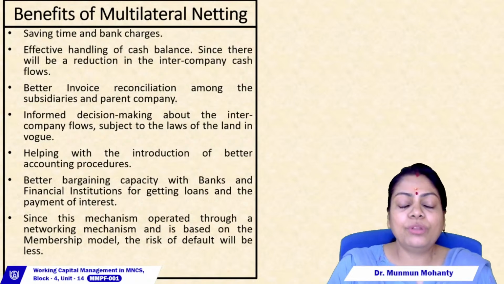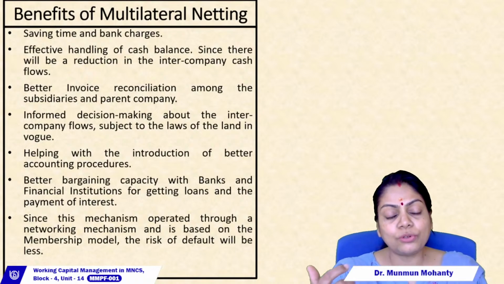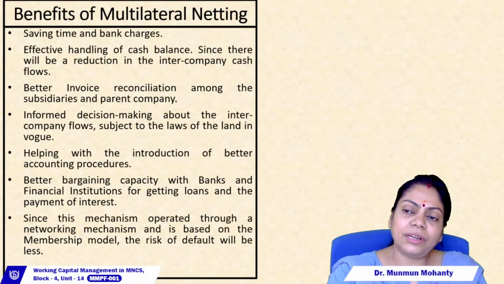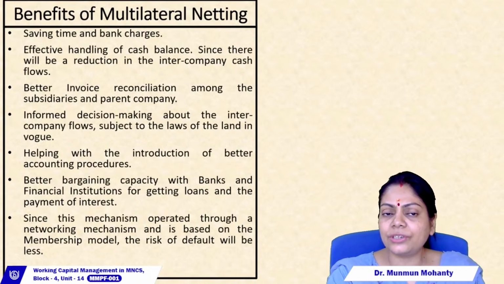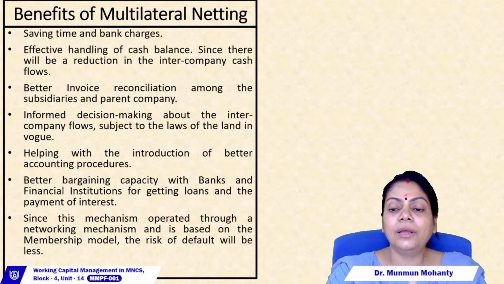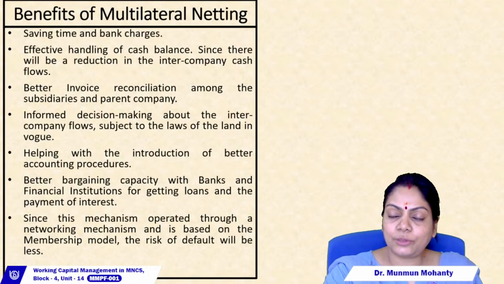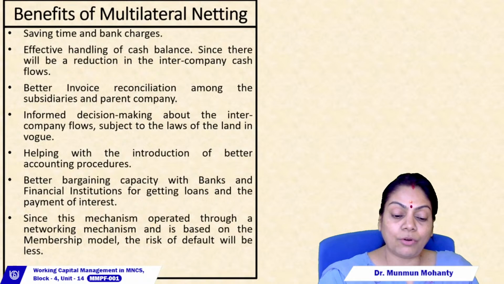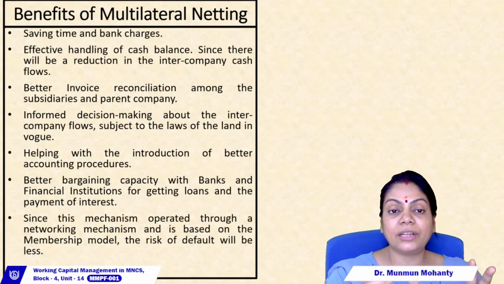You see, if you do that, you save on time. You can also save on the various banking charges, because individual transactions and invoices you are not sending to the bank, and the bank doesn't have to maintain a record of all the individual transactions. Rather, you net all the transactions, make it a big one, and send it to the bank. So the bank will charge you lesser fees, and also it will save you time. Now, effective handling of cash balance will be possible through this multilateral netting, because you are talking about the small transactions, and talking about a big transaction at the same time.